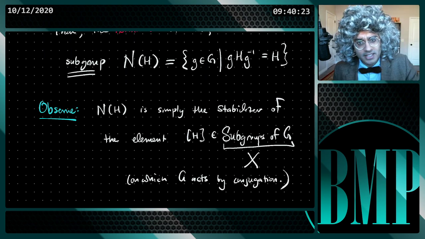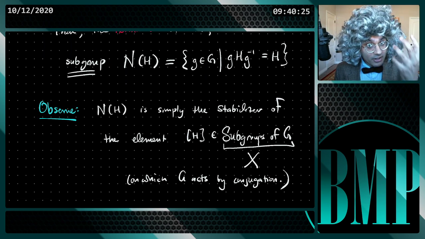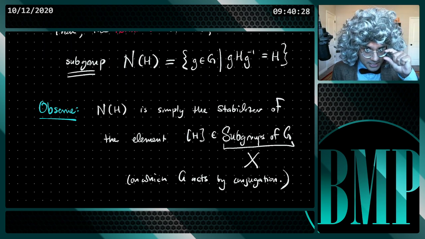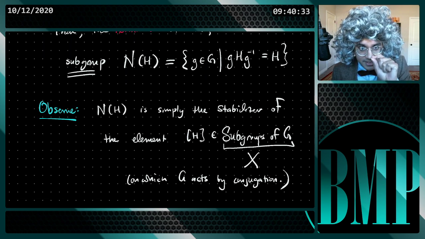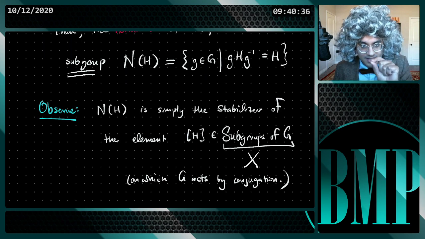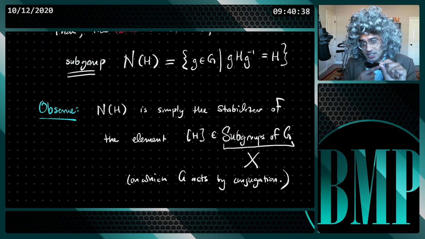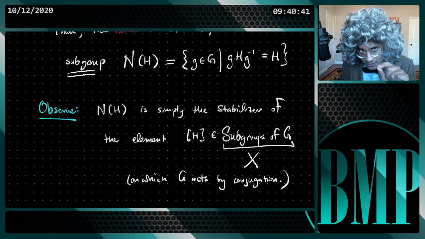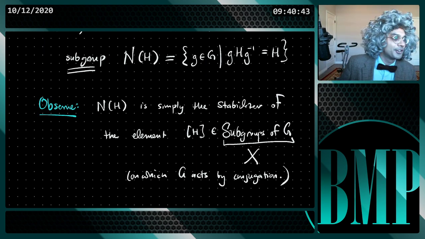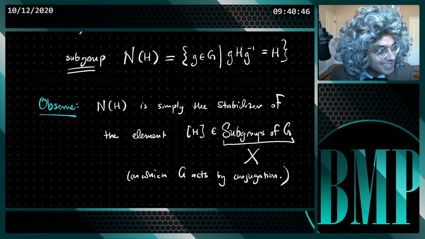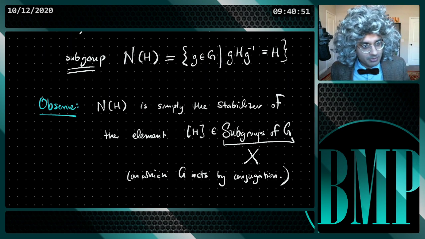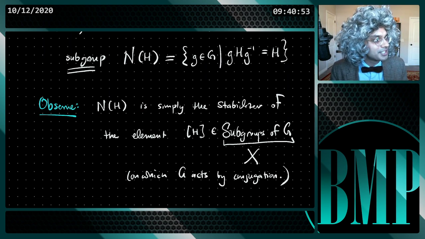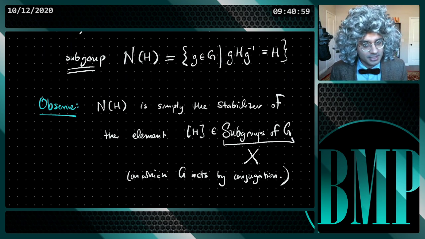So G acts on the collection of all of its subgroups by conjugating. If you take this subgroup called H, it's one element, one dot in this set X of all subgroups. The normalizer of H is just the stabilizer of that dot in the group action. Group actions are ubiquitous, folks. The language just cleans up so much of math. More things are just instances of a group acting in a particular way on some set.